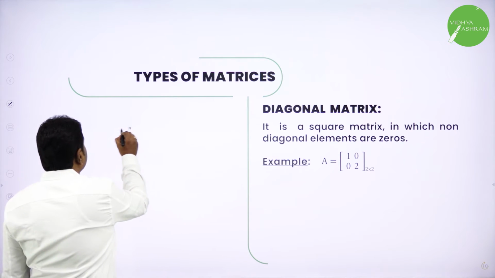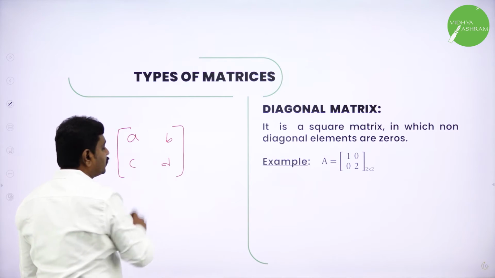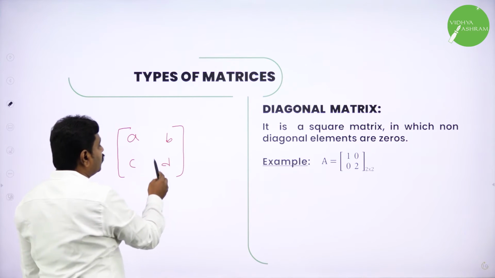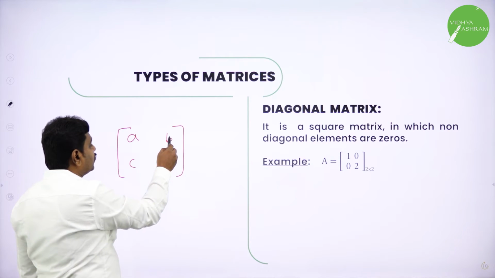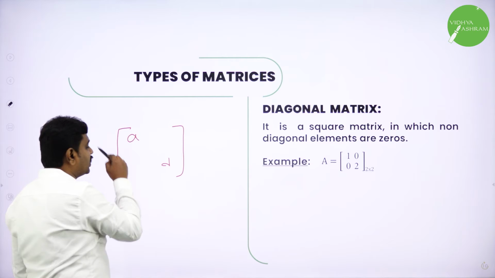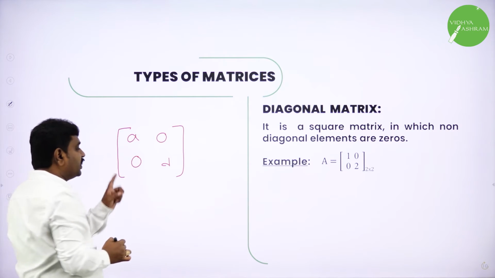So all of you know, a square matrix means A, B, C, D. In this, diagonal elements are A and D, and B and C are non-diagonal. So this is a non-diagonal place, and this is a non-diagonal place. I removed them; in the place of non-diagonal, if you put 0, this is a diagonal matrix.